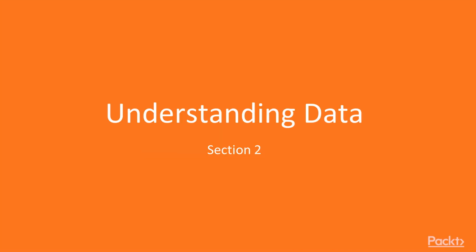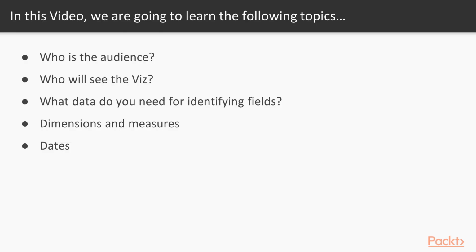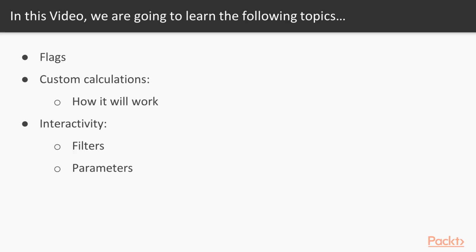Section 2, Understanding Data. In video 1, Identifying What You Need, we'll look at who is the audience, who will see the viz, what data do you need in terms of identifying fields, dimensions, measures, dates, maybe flags or indicators. And then we'll look into custom calculations and how will it work.